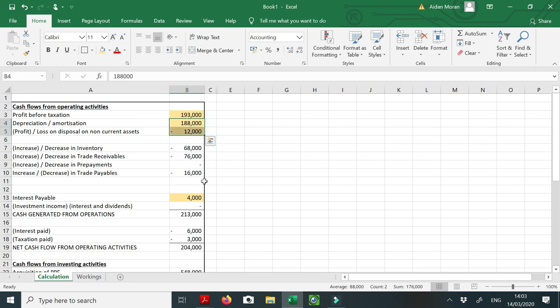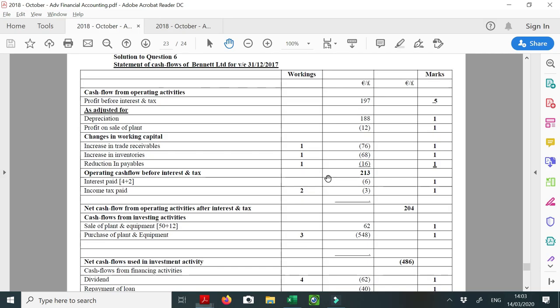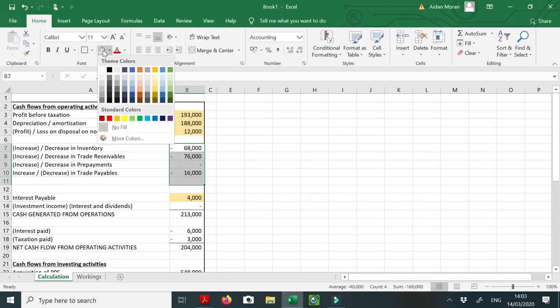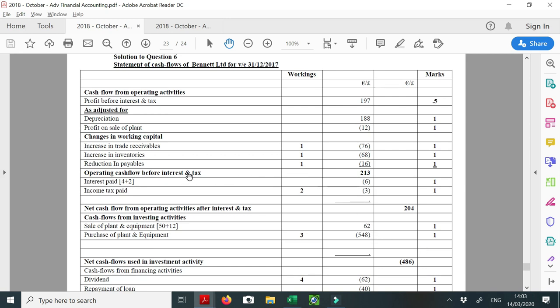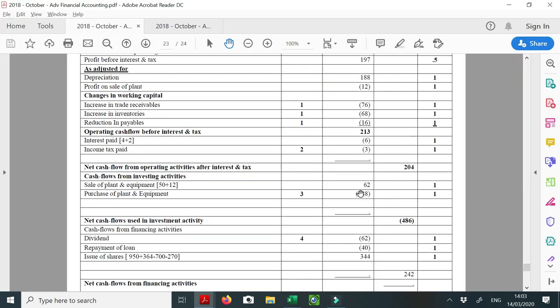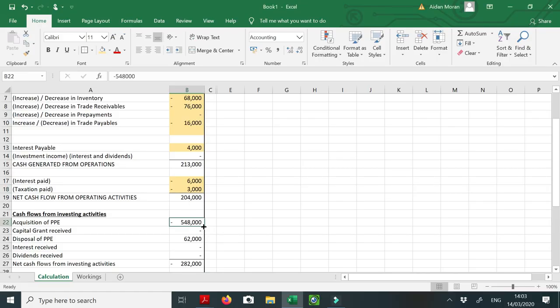I've got my movement in my inventory is the 68, 76 and 16. That's dealt with. I've got my interest paid, which was 6 and 3. If I pop in my tax paid was 6 and 3. Acquisition of PPE, again, is a note, is 548. And I had my disposal, which was 62.